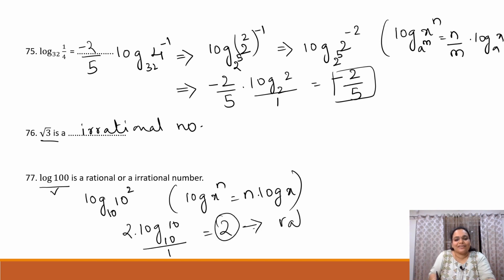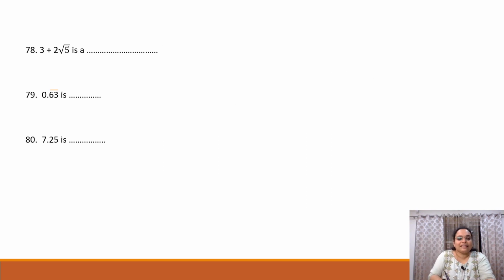It is a rational number, right? So it can be written in the p by q form, correct? So it is your rational number. And here 3 plus 2 root 5. We have seen it, right? 3 plus 2 root 5 is your irrational number. Clear?